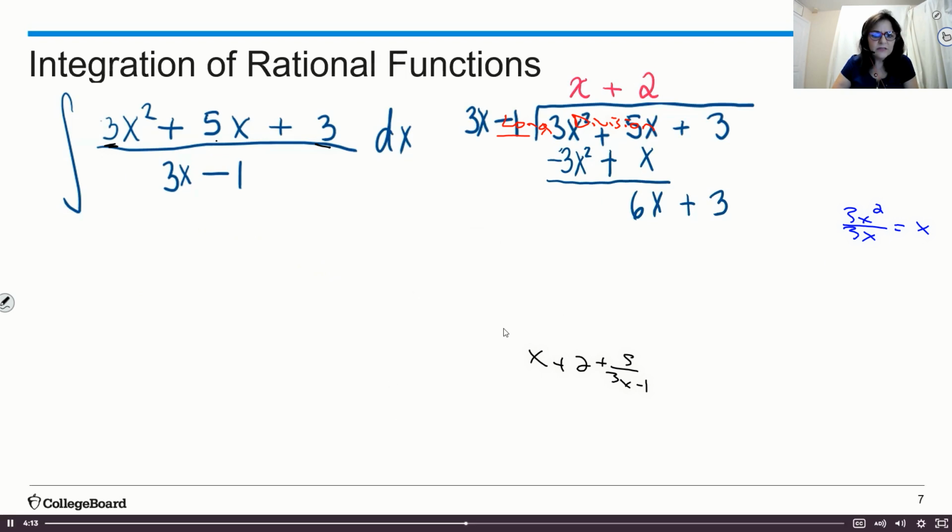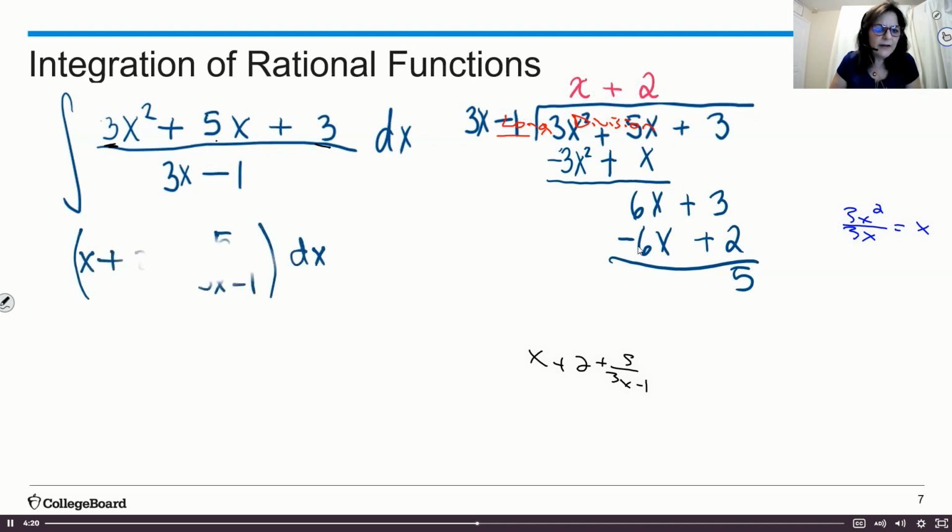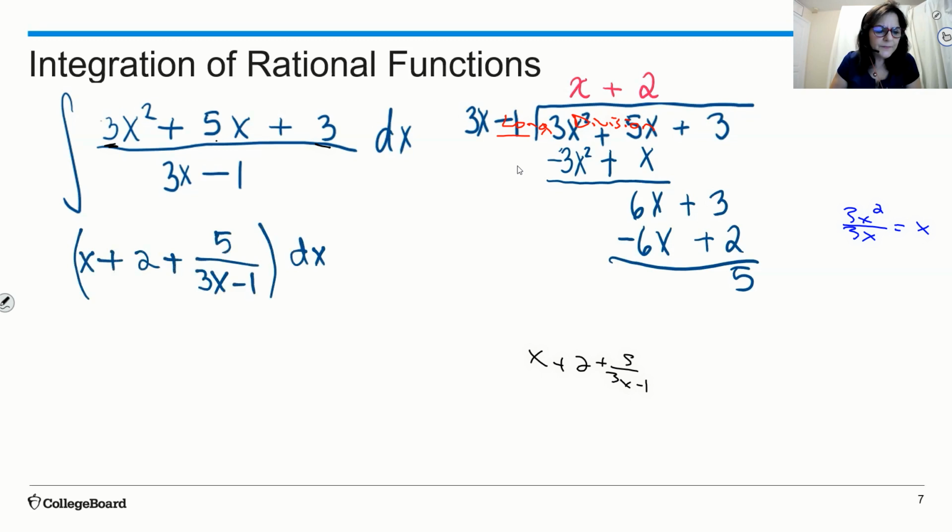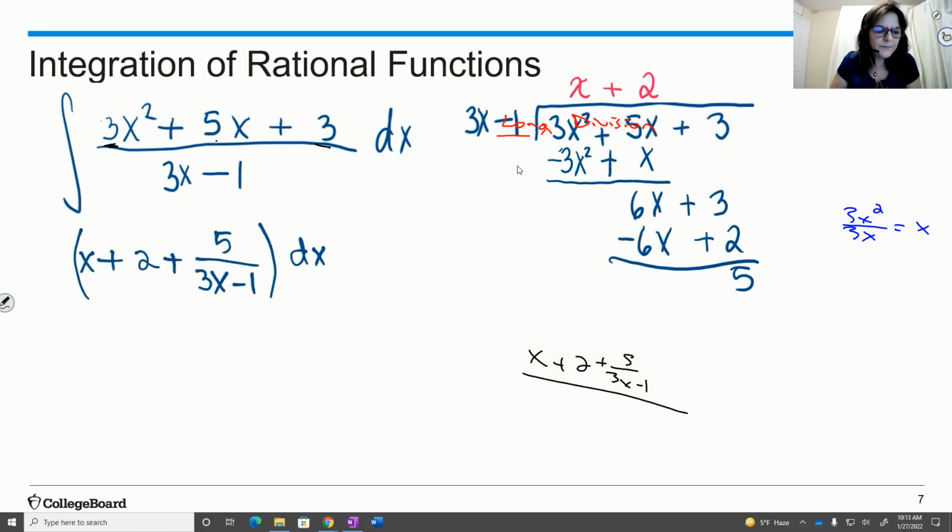3x goes into 6x twice, and a remainder of 5 is found. All right, rewriting our integrand. This is going to be our new function, and we're just going to rewrite it, splitting it up into x plus 2 plus 5 over 3x minus 1. We're basically just splitting up that integral, dividing it out. And now this is something that we can integrate.